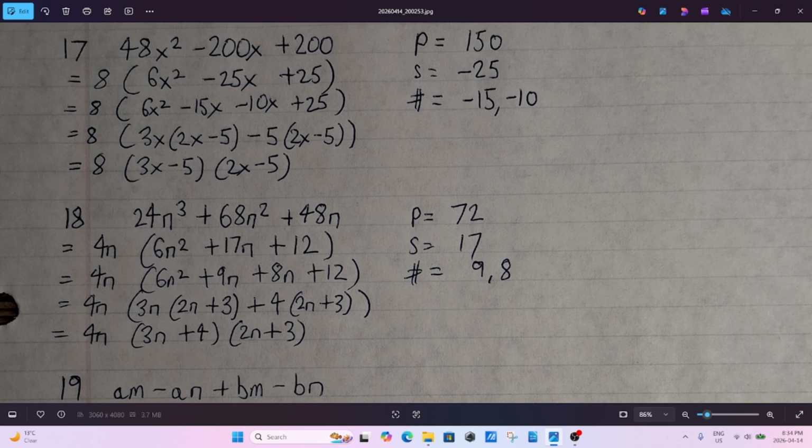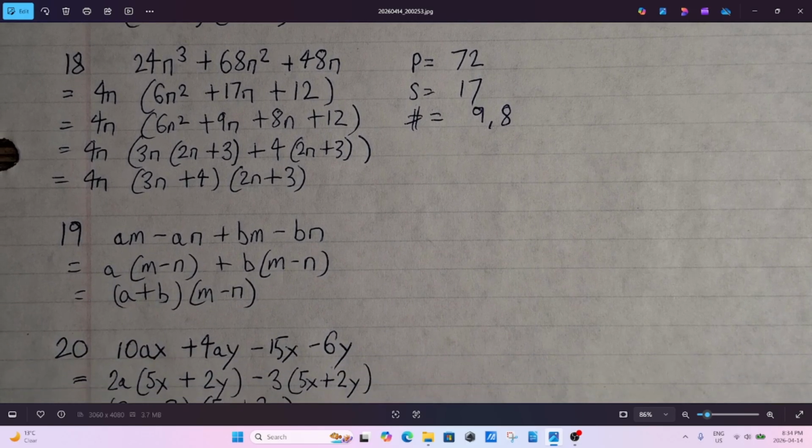Question 17, we factor out 8 from all the terms. Then we see that the product is 150 and the sum is negative 25, so the numbers are negative 15 and negative 10. We split the middle term into the two numbers, so negative 15x and negative 10x. We factor the first two terms and the last two terms, and then we see a common factor of 2x minus 5, so the answer is 8 times 3x plus 5 minus 5 times 2x minus 5.